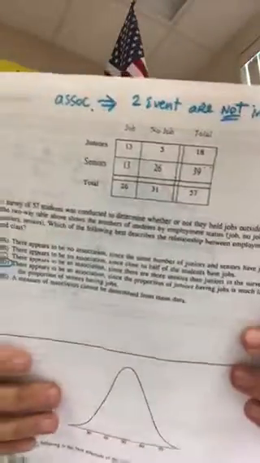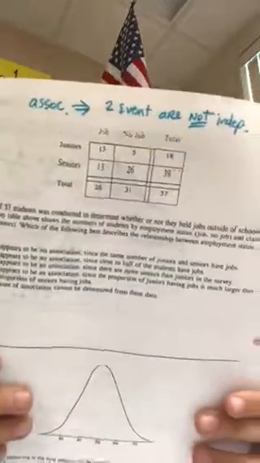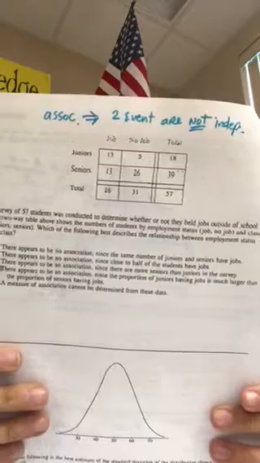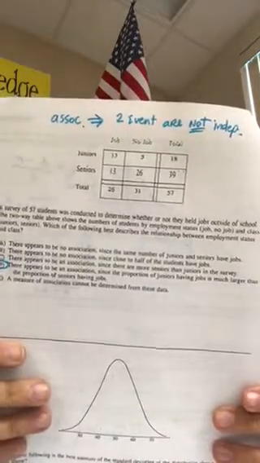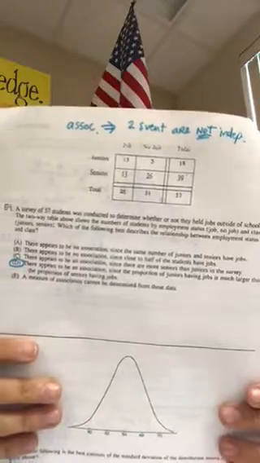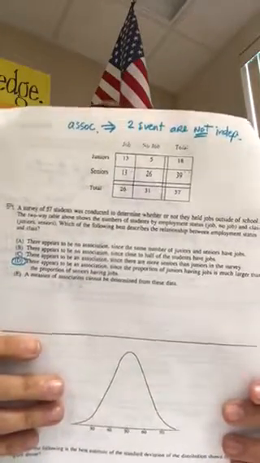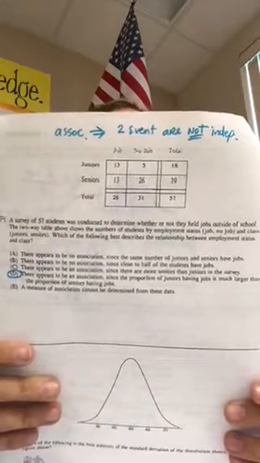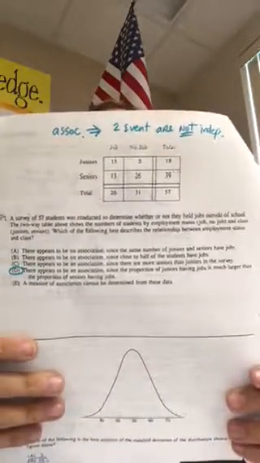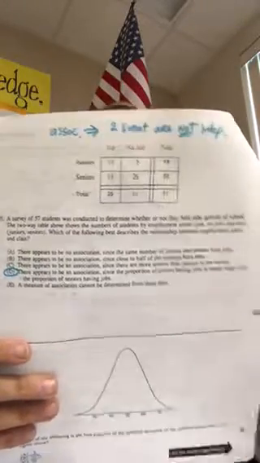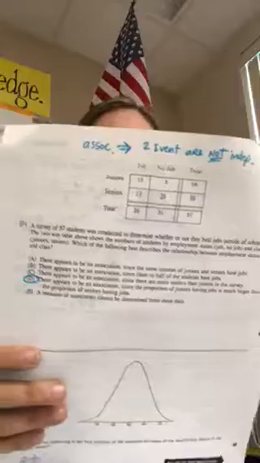Let's write that down in our notes. So an association means the two items are not independent. Well, what does independent mean? That means that the occurrence of one event does not change the other. So whether or not you have a job, let's say the probability of everybody in Bogey having a job is a third. Everybody in Bogey has a job. So whether you're a junior or a senior doesn't matter, because a third of everybody has a job.